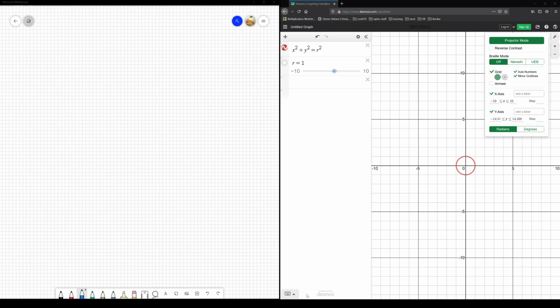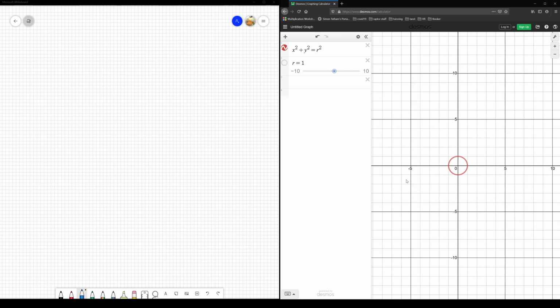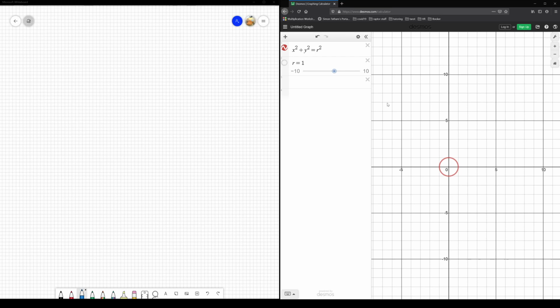All right, so now I want to talk about something called related rates. So here is an illustration of what related rates means. Look at this circle. As I make the radius bigger, the area of the circle gets bigger.